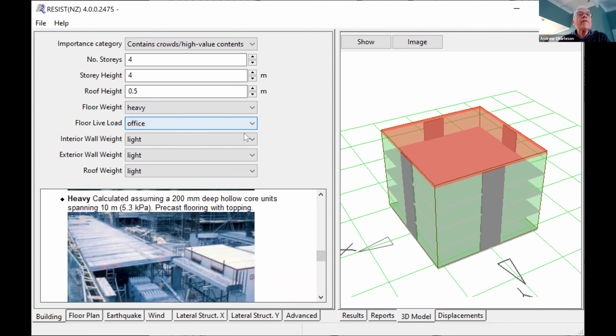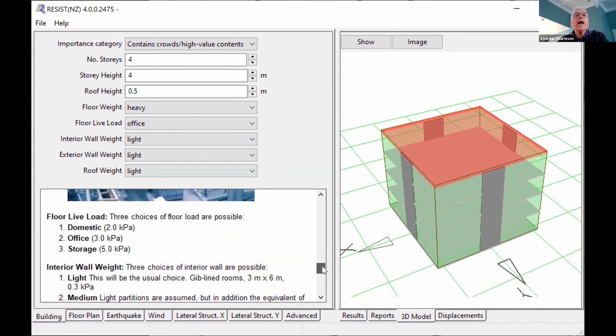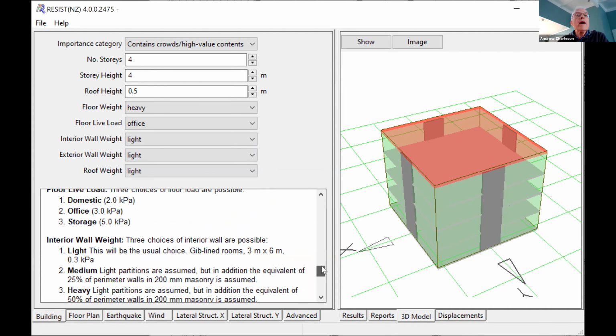What about the floor live load? Domestic for apartments, office loads, or storage, like for a library? Well, for this building, it would be office. Interior wall weights. Are the walls made out of brick, or are they made out of Gibraltar board? Are they heavy or light? Well, let's say that you've got some light walls and some heavy. So we'll go for medium.